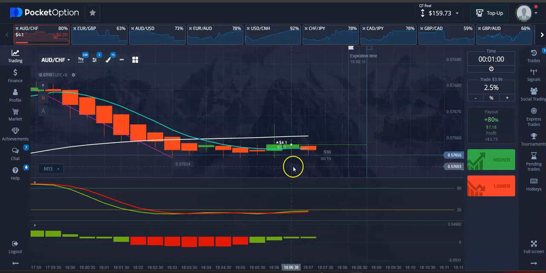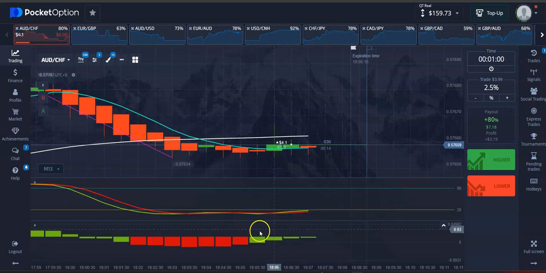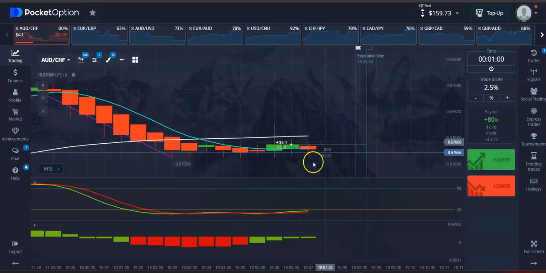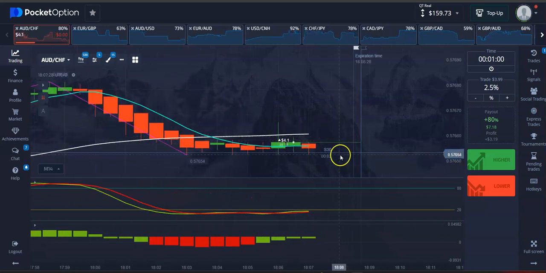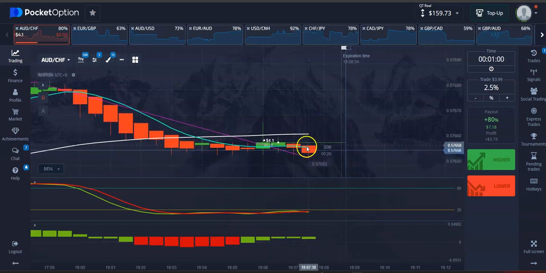Okay, right now we are below our entry point. We still have some green candles over here. Okay, so everything still indicates that the price potentially will have a continuation to the upside, because on a 5-minute time frame we are in the uptrend. So let's see how it's going to play out. So another green bar, but we have a red candle over here.